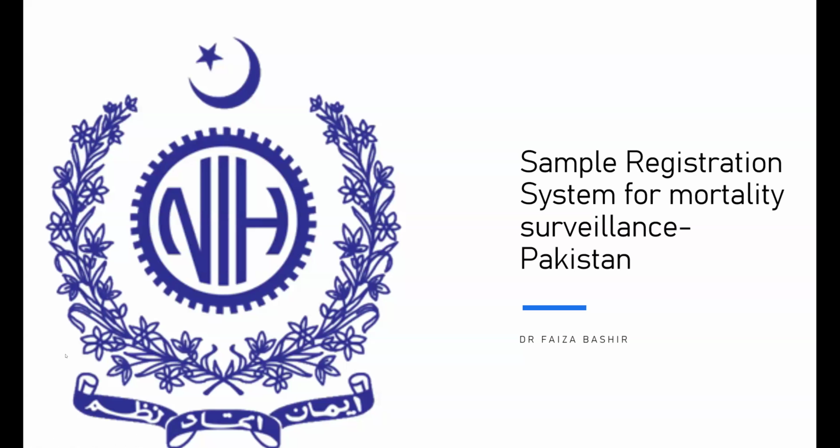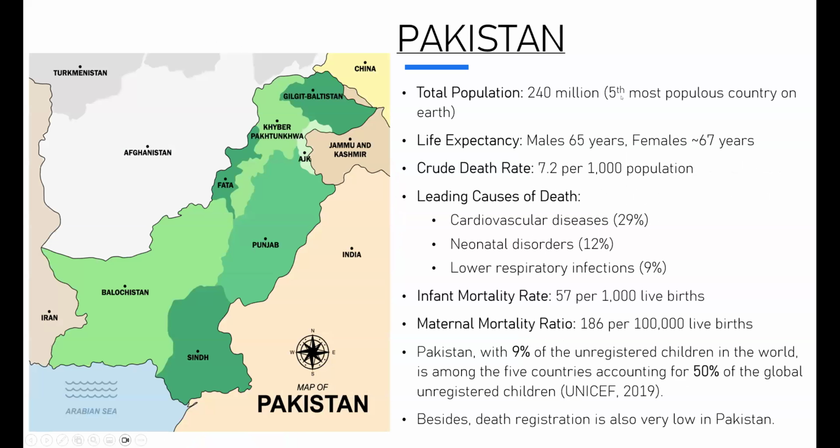So this is Faiza Bashir, and I represent Team Pakistan, and we are currently going through our situational assessment phase of SRS planning. Briefly about Pakistan, we are a 240 million people nation, the fifth most populous country on earth, with a life expectancy of 65 to 67 years, and a crude death rate of 7.2 per 1,000 population. And we are currently almost the highest ranking in our infant mortality and maternal mortality ratio.